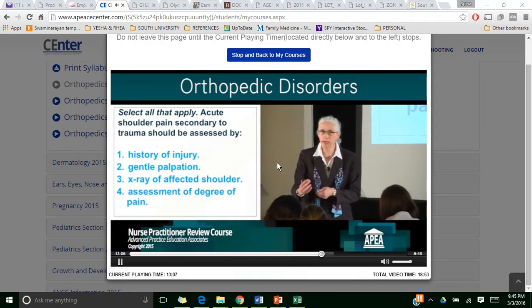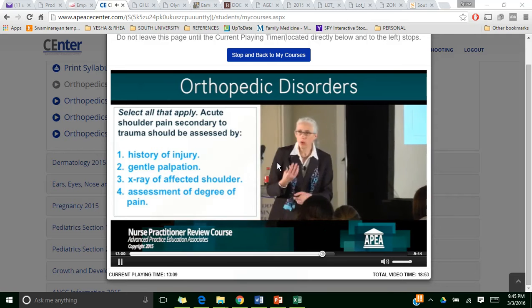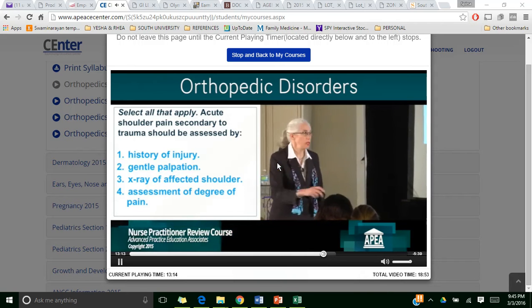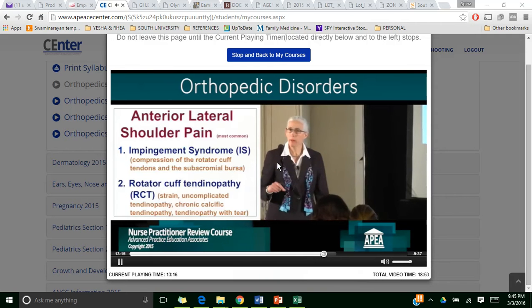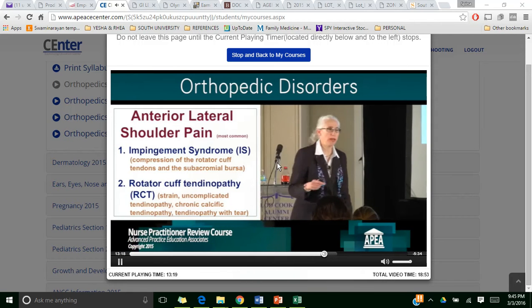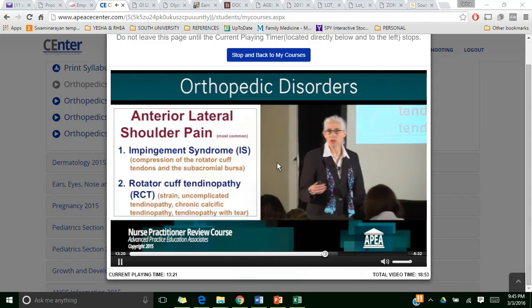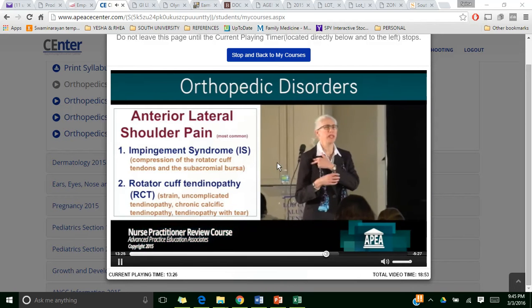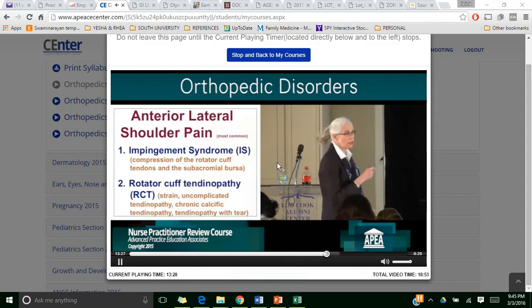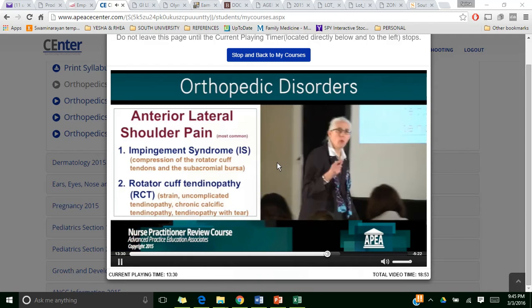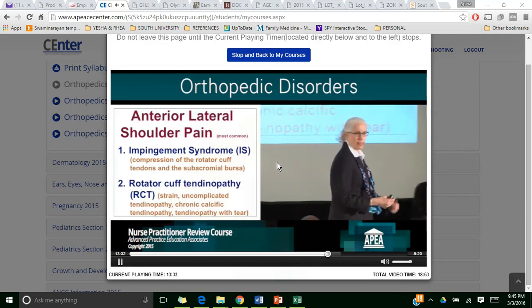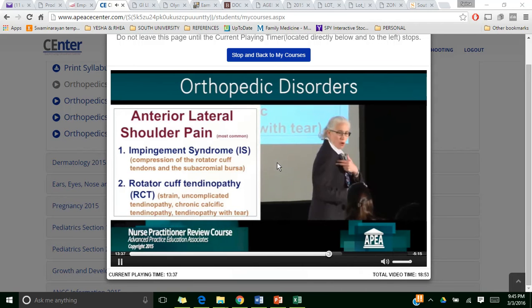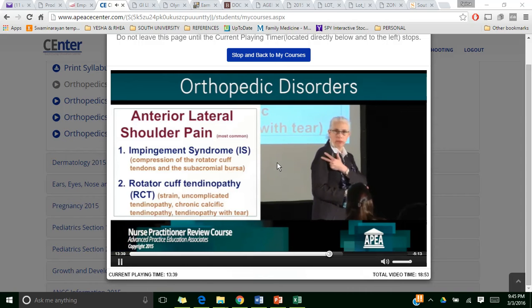What the heck is impingement syndrome? It means that when you raise your hand at or above the level of your shoulder, everything inside gets closer together. So look at what gets closer together. When you raise your hand at or above the level of your shoulder, you get compression of the muscles and tendons of the rotator cuff and the subacromial bursa. So everything in there gets closer, and that's what the word impingement means. So that's a common cause of anterior or lateral shoulder pain, but the other one is certainly the rotator cuff.